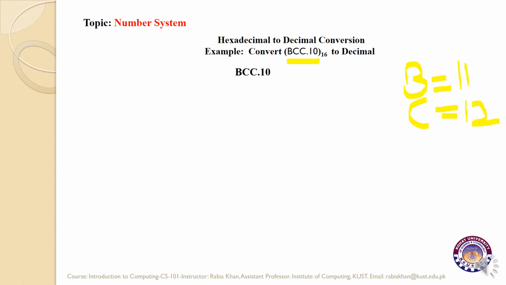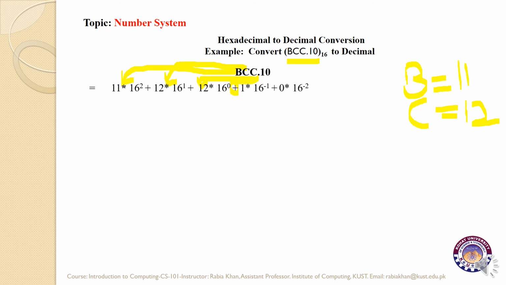The given number is BCC.10. So this is how we perform the multiplication. We start with the integer part. First digit in the integer part is C, but C is equal to number 12. So first C is multiplied by 16, the power of 16 is 0. Another C is again 12, which is multiplied by 16, and the power of 16 is 1. B is equal to 11, 11 is multiplied by 16, the power of 16 is 2. The decimal point has been replaced by the symbol plus.